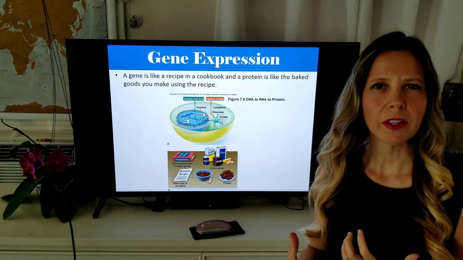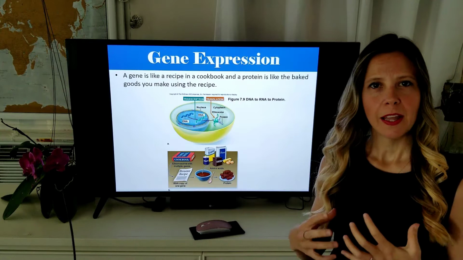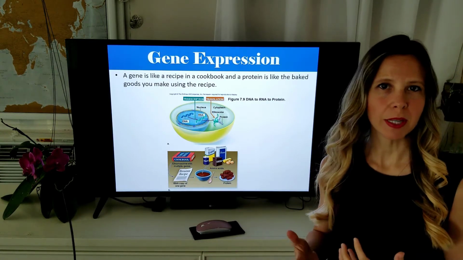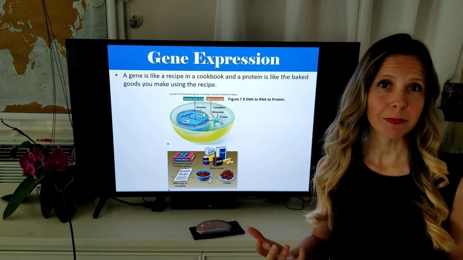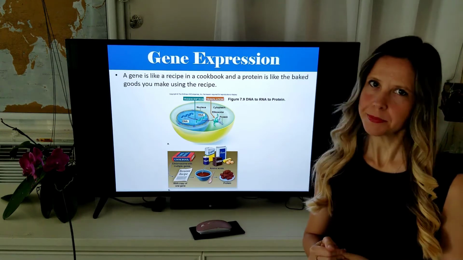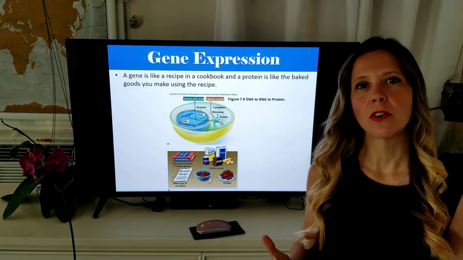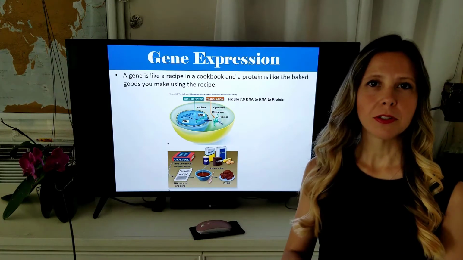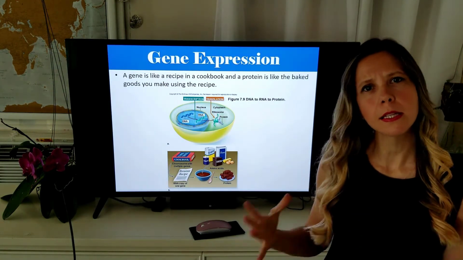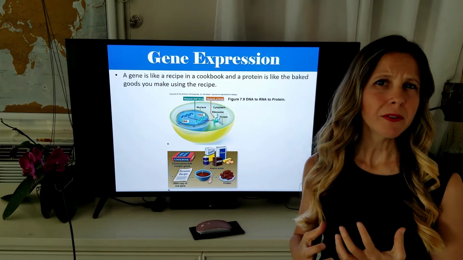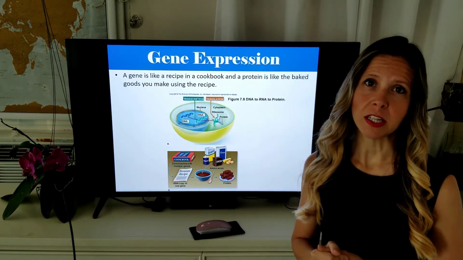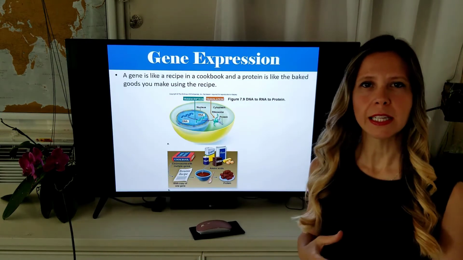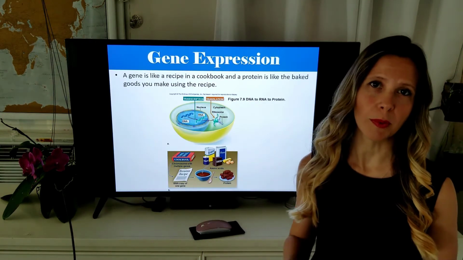So let's talk about the following analogy. Let's pretend that a gene is like a recipe in a cookbook and the protein is like the baked product that you're going to be making. So let's say that your gran handed down to you this amazing recipe book with tons and tons of recipes, but the recipe book's very bulky, it's very big, and it's very fragile. So you don't want to constantly be taking it into the kitchen and using it. You don't want to mess it up.